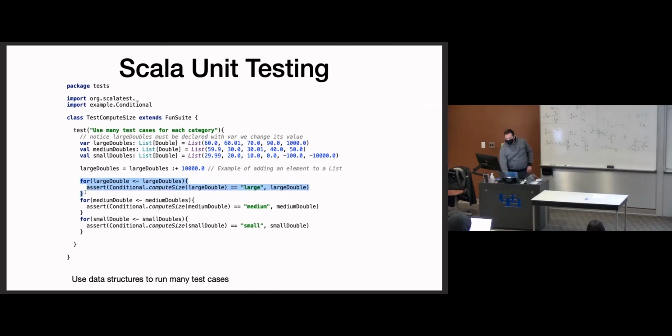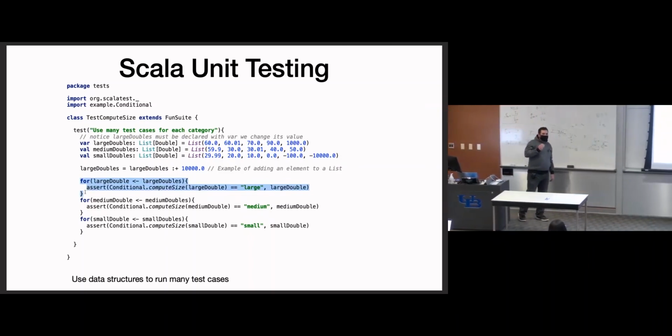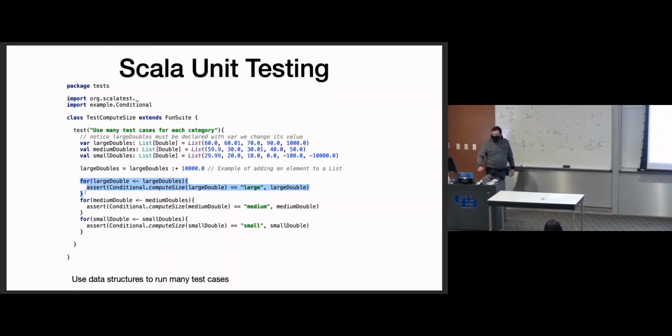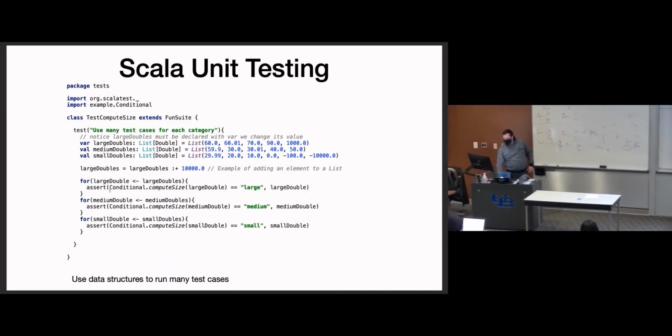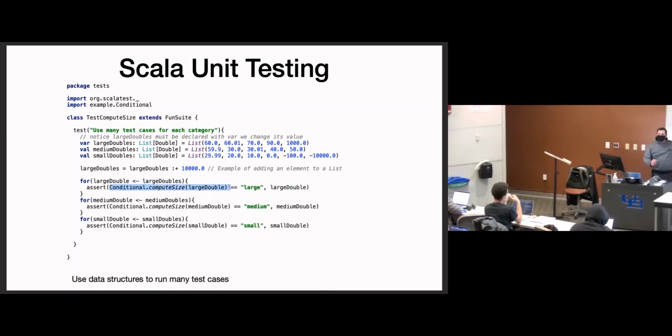Then I'm going to loop through each data structure. When I'm looping through the large doubles data structure, I expect the output to be large every time. So I'm going to call the method, always call the method.